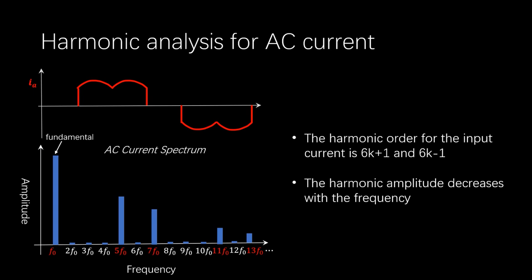The harmonic distribution for the rectifier with capacitive filtering is similar to the one with the pure resistor load. The harmonic orders are 6k plus 1 and 6k minus 1, such as the 5th order, 7th order, 11th order, and 13th order, and so on. And their amplitudes are very high. The rectifier with capacitive filtering still suffers from a serious power quality problem.